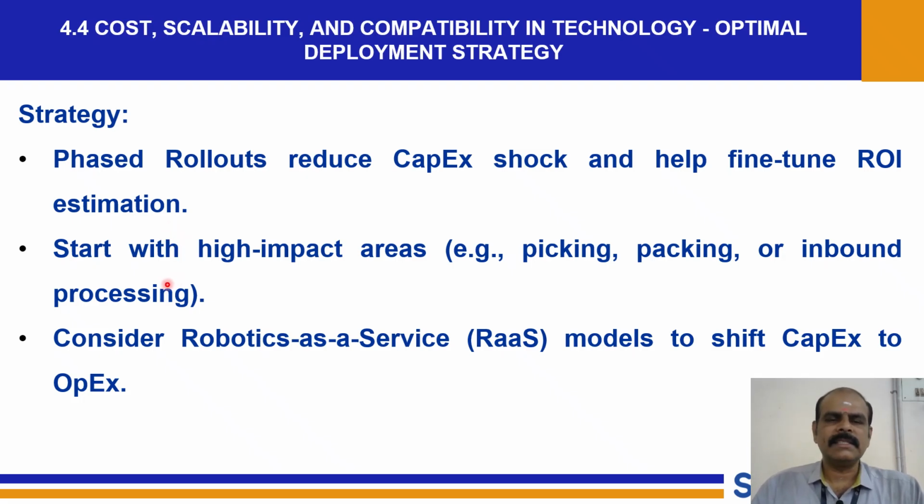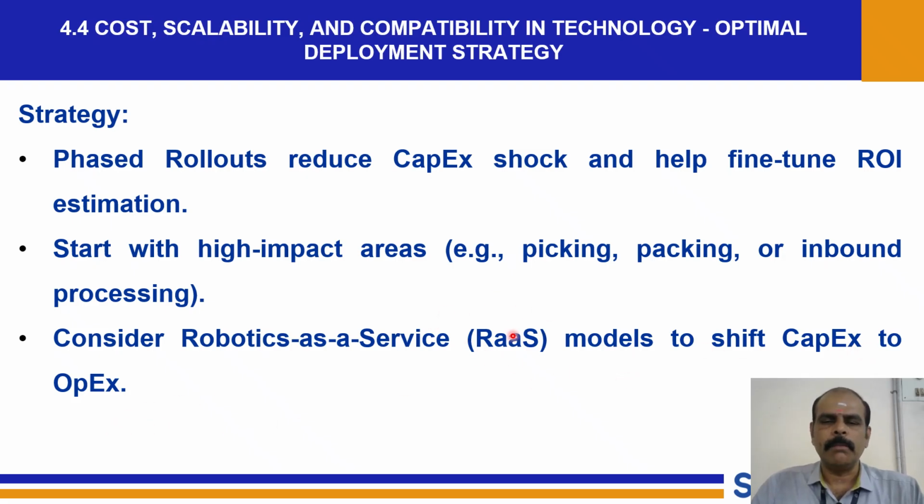Then the second thing is to start with high impact areas. We have several warehousing processes, and some processes are going to have high impact as far as technology is concerned. Without this technology, manually it is going to be a high risk, or so crucial, that you should think of doing it in that particular area rather than doing all the other things. Identify the vital few and try to do those as compared to the trivial many. Then consider robotics as a service models, which help shift capex to opex.